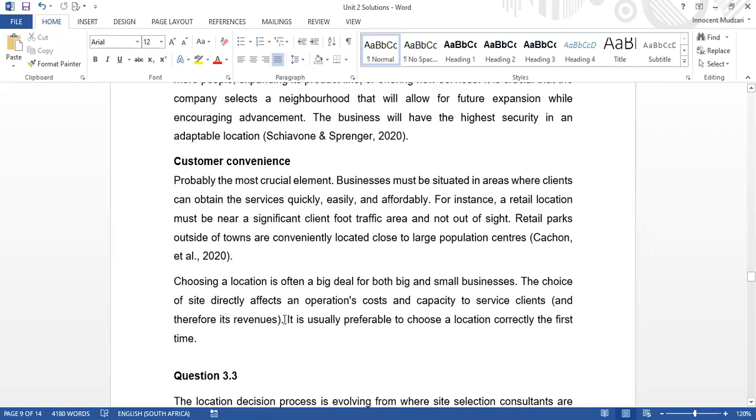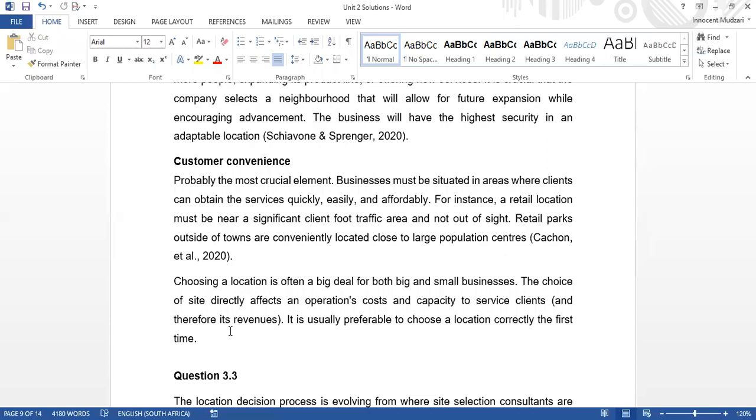It's another factor that you can write about. And then lastly, you write your conclusion. So under customer convenience, you are saying the businesses should be situated in those areas where clients can obtain the services quickly and the products that they want quickly and affordably.